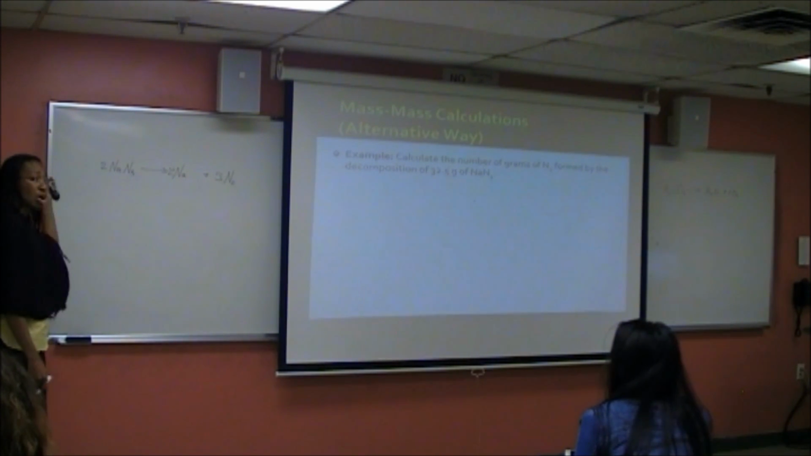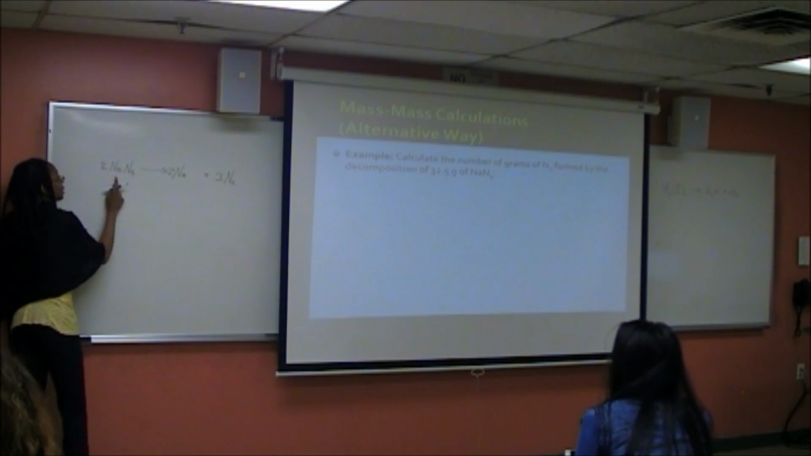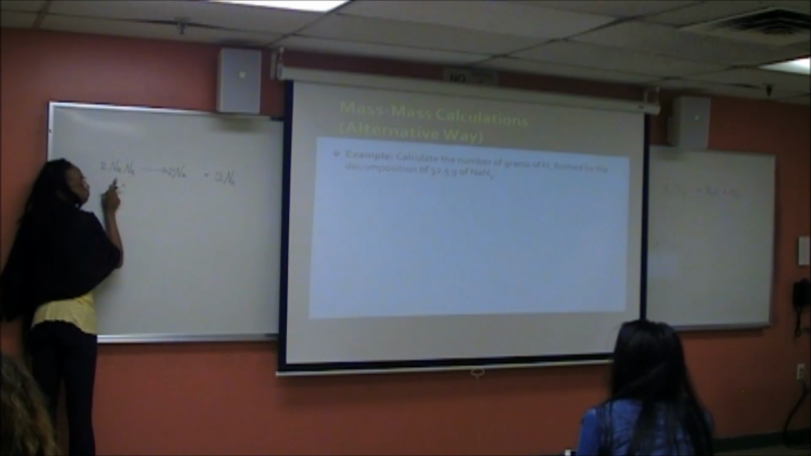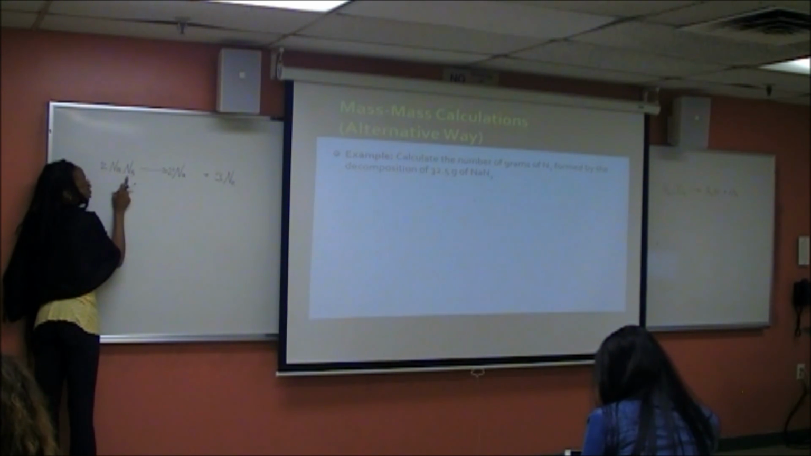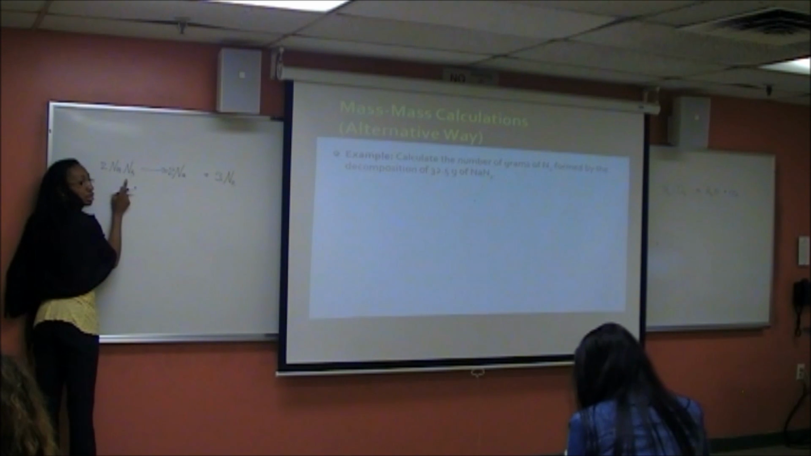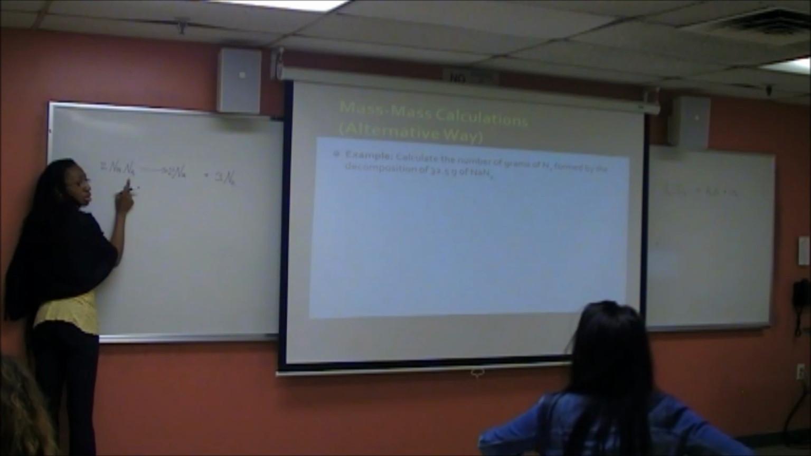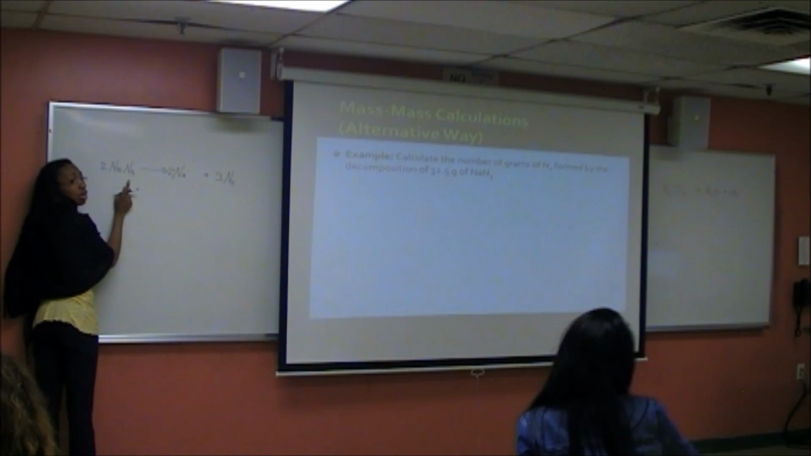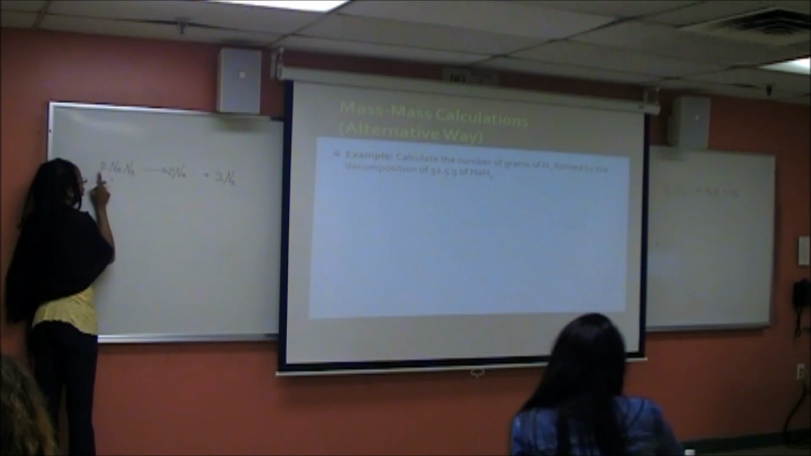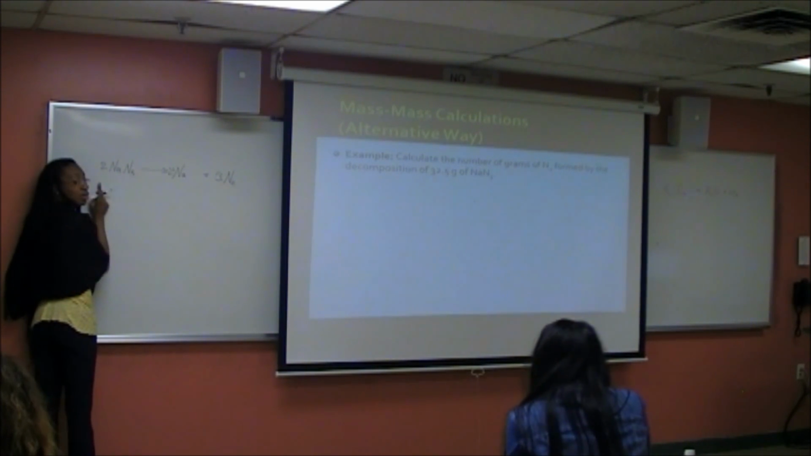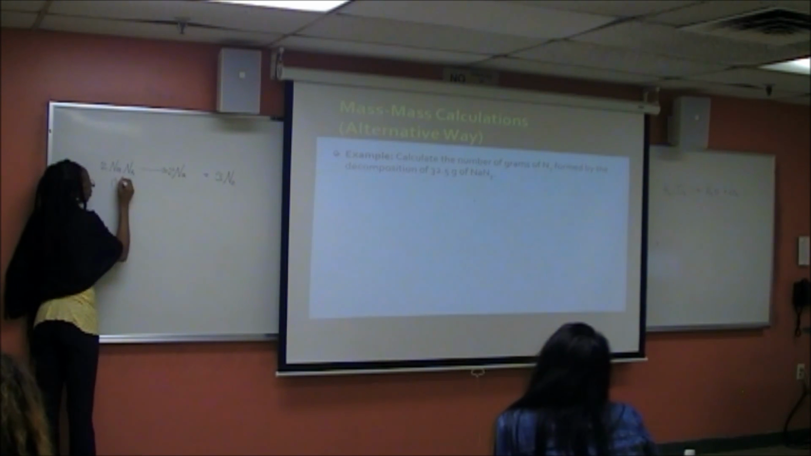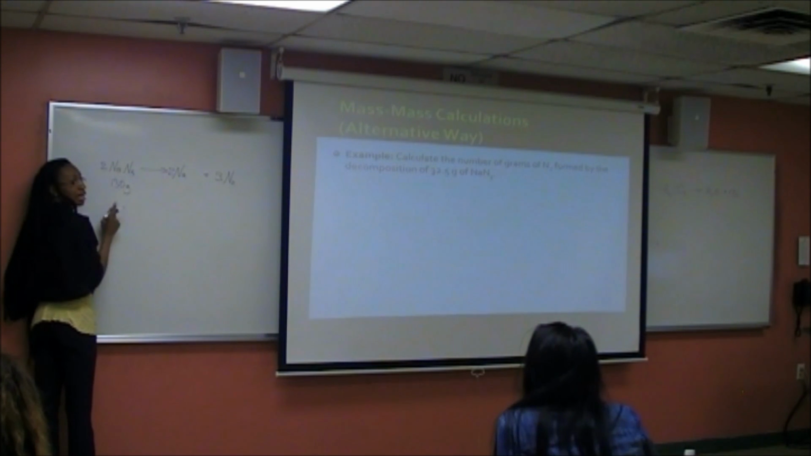Now what do we do? This is the alternate way. Calculate the mass. What's the mass here? 23 plus 3 times 14, which is 42. So 23 plus 42 is 65. Times the coefficient 2, it's 130. All of this is 130 grams.